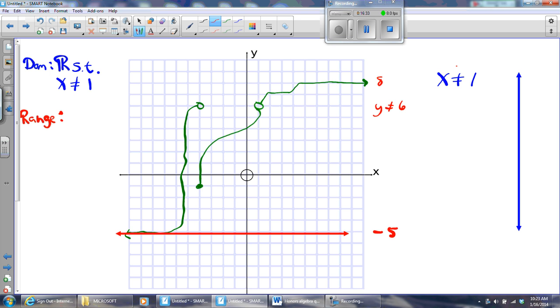So my range is going to be all real numbers such that y is between -5, it's allowed to equal it, so I'll put an equals there, and 8, but y does not equal 6. So it's all the values from -5 to 8 except 6. There you go. Or you could write it like this, except 6. That might make a little bit more sense to you.